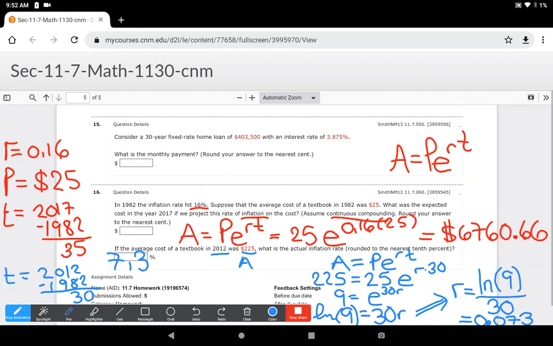So hopefully you found this homework useful in being able to sift through the 6-ish formulas that we have, 6 to 8 formulas, 8 or 9, right? Depending on how you count them, formulas that we have.